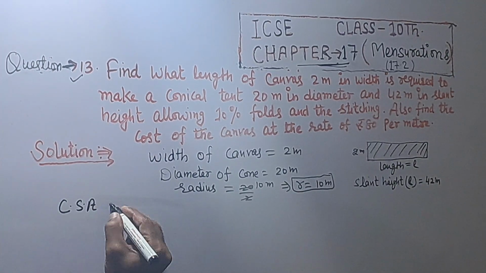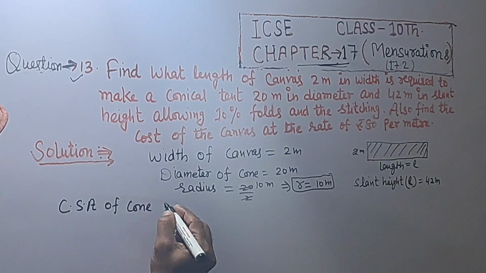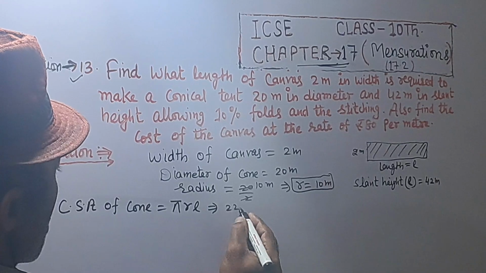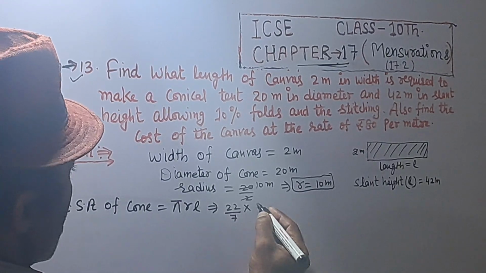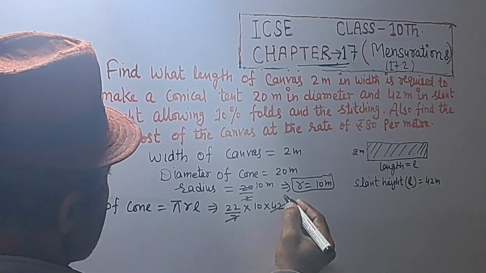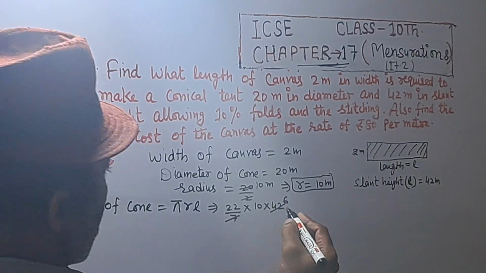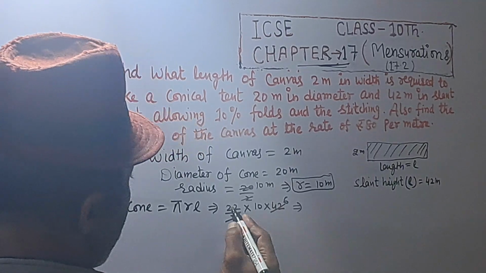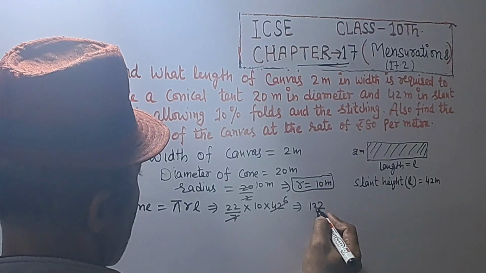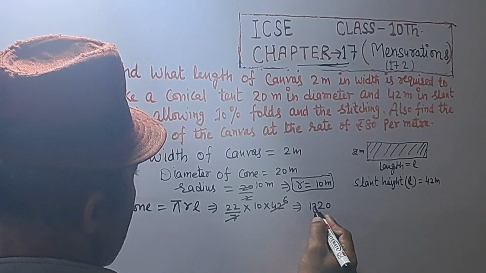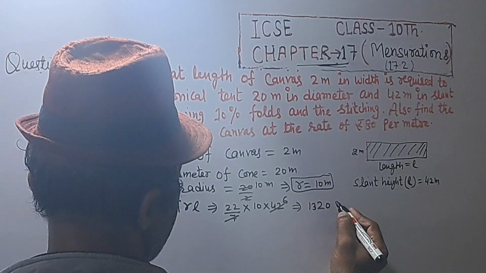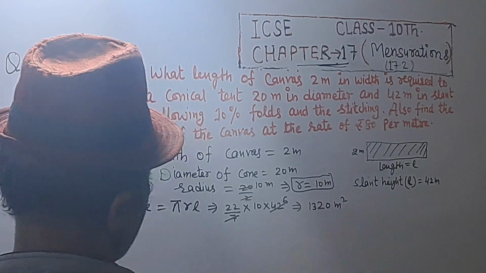Curved surface area of cone equal to pi RL, which implies 22 upon 7 into radius 10, slant height 42, that is 7 6s are 42, which implies 6 2s are 12, 12 plus 1 is 13, multiply by 10, that is 1320 meter square.